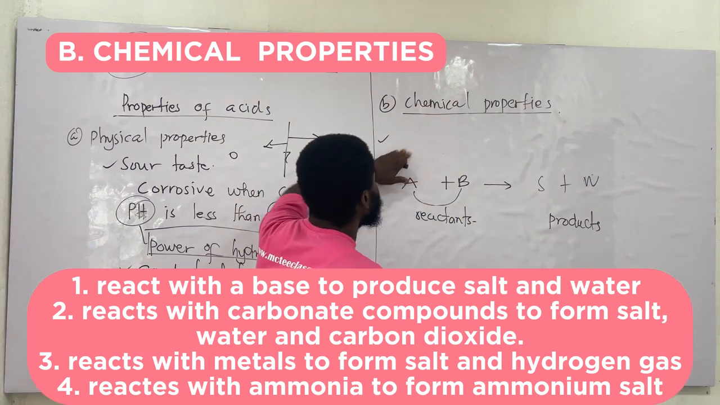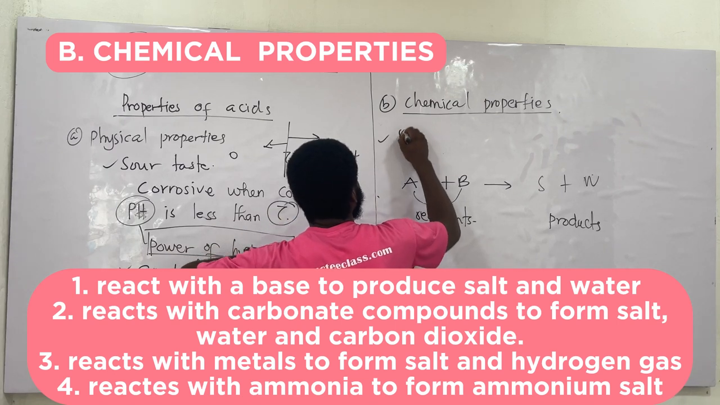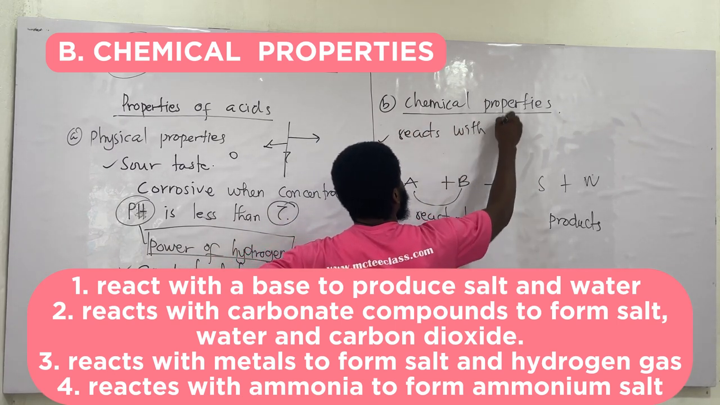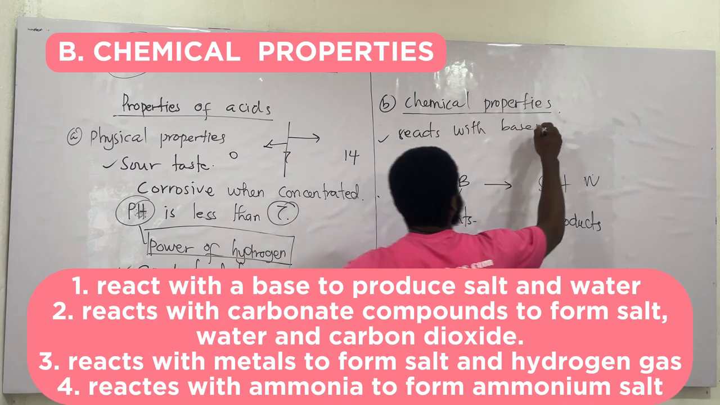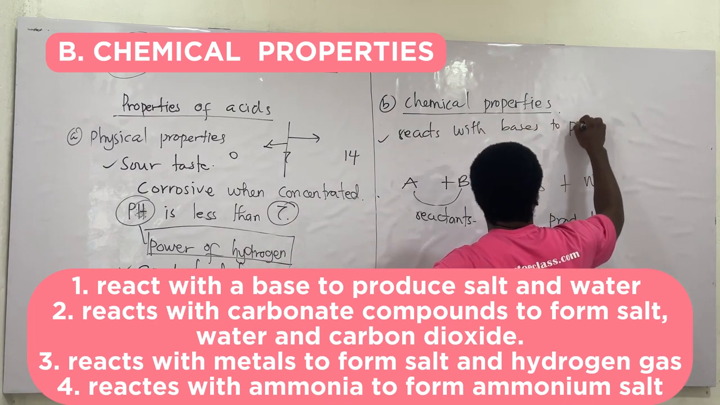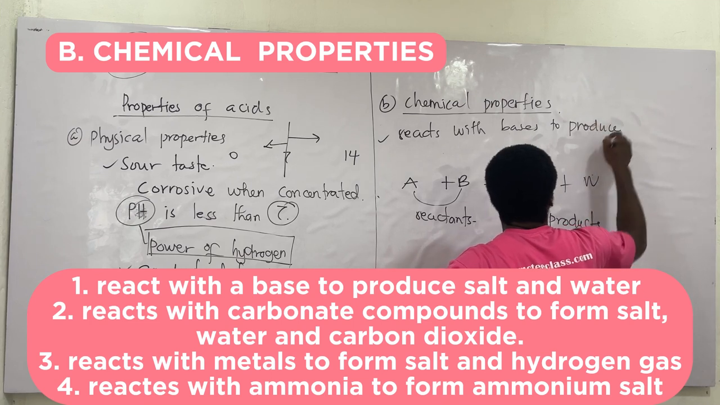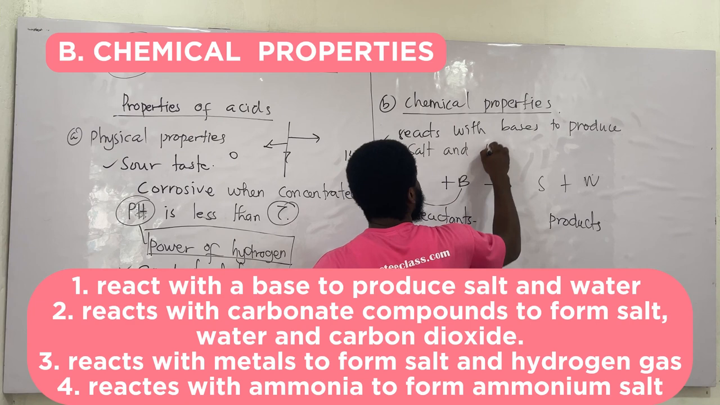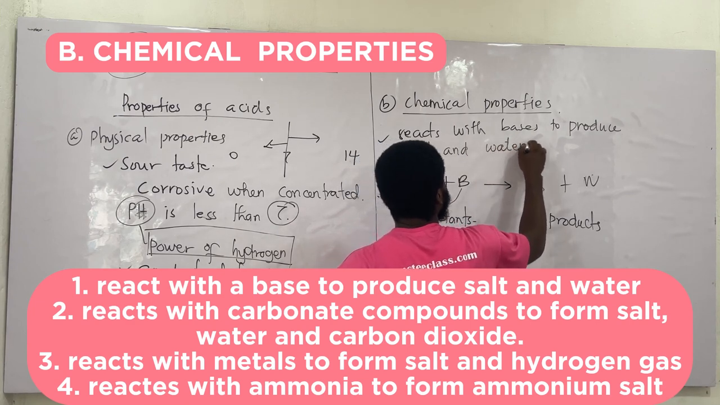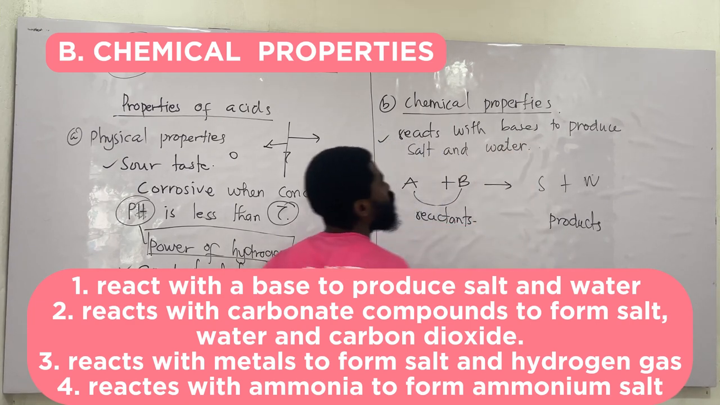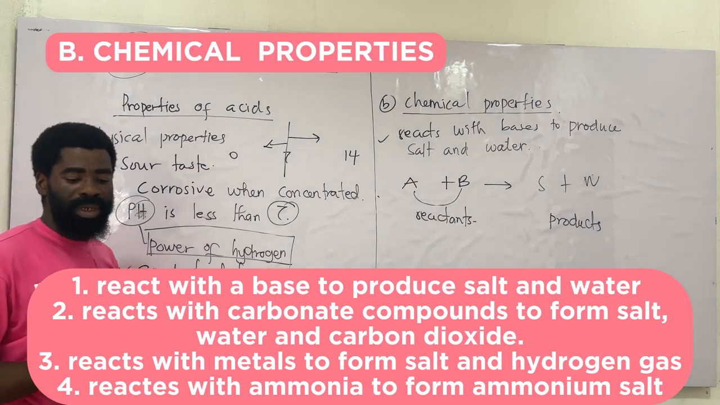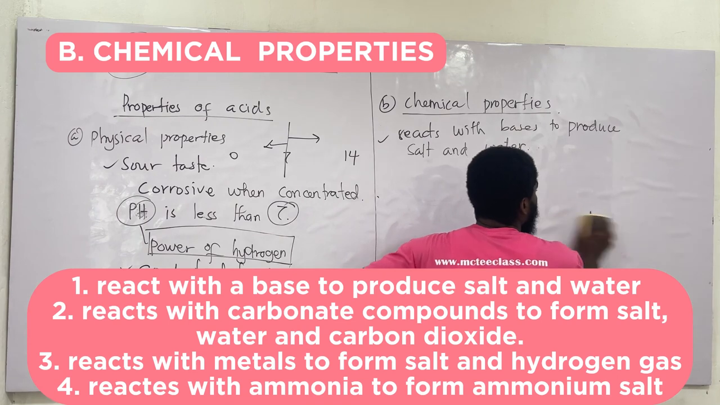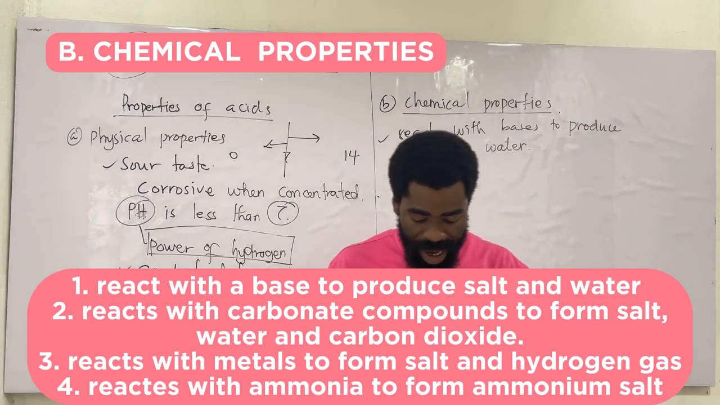So one chemical property is that acids react with bases to produce salt and water. Acids react with bases to produce salt and what? And water. I hope you get the point I'm making here. Good. So that is one chemical property of an acid.